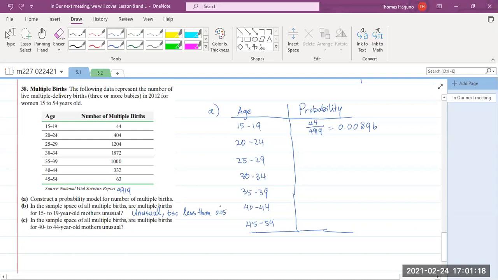Okay, likewise for 40 to 44, that will be 332 over 4,919. That will be 0.06749. Oh, that's more than 5%, huh? So that's not unusual, because the probability is at least 5%.